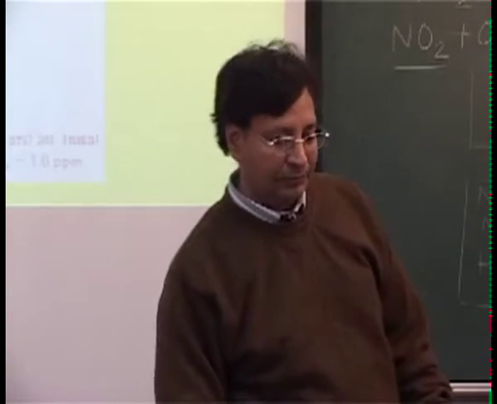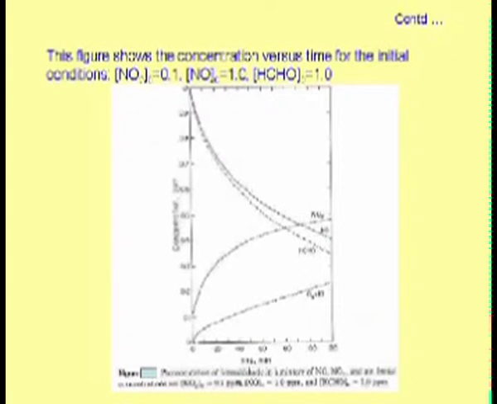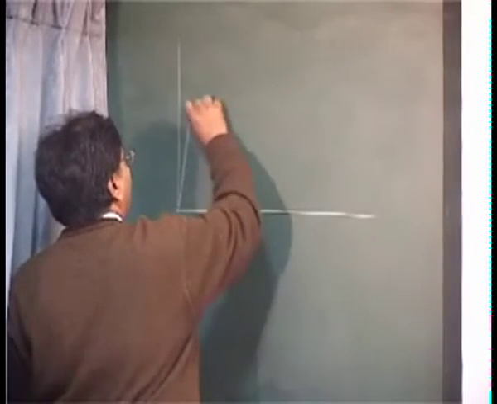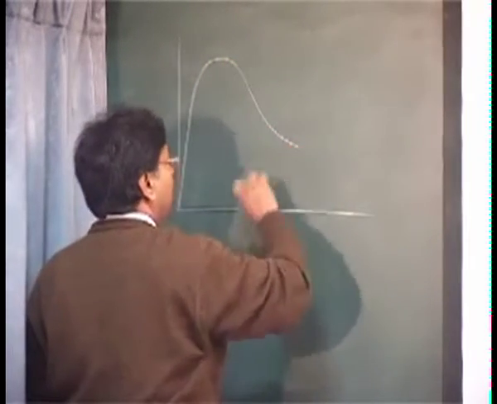Take another example here. Here what we have done is increase more NO. What happens? We had that peak here, and that peak is still building up. See here NO2 is going up. I have more NO. When NO was high, this was the NO2, and then it started decreasing.